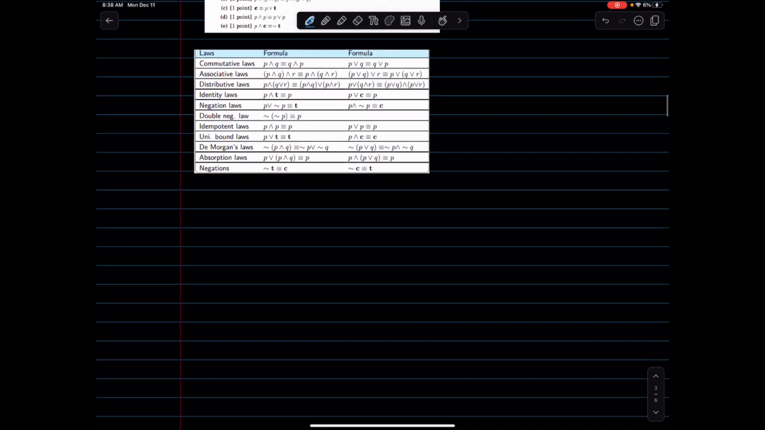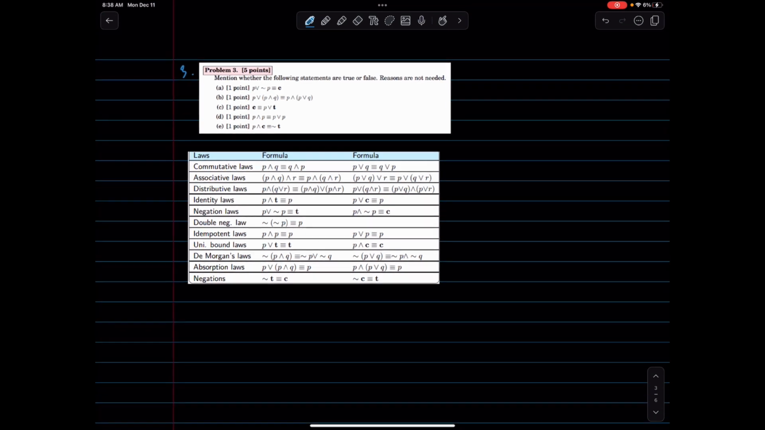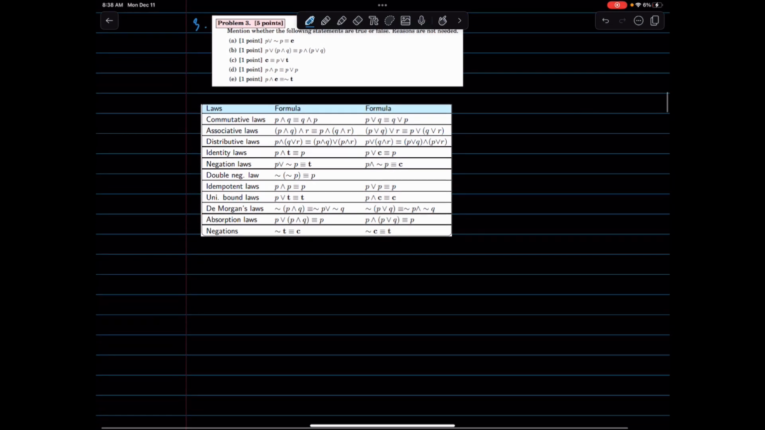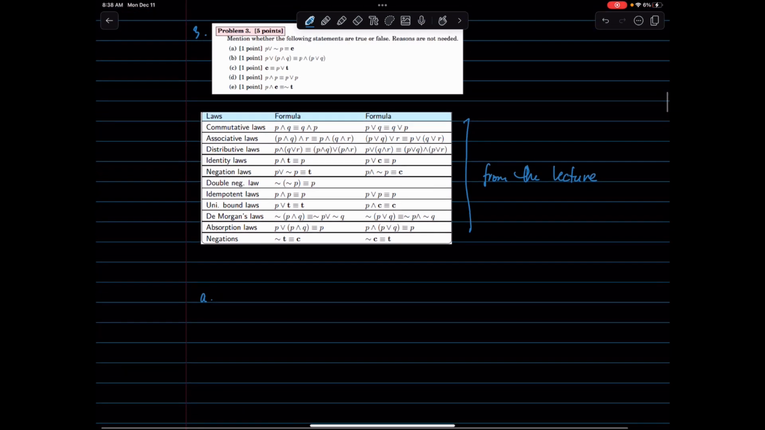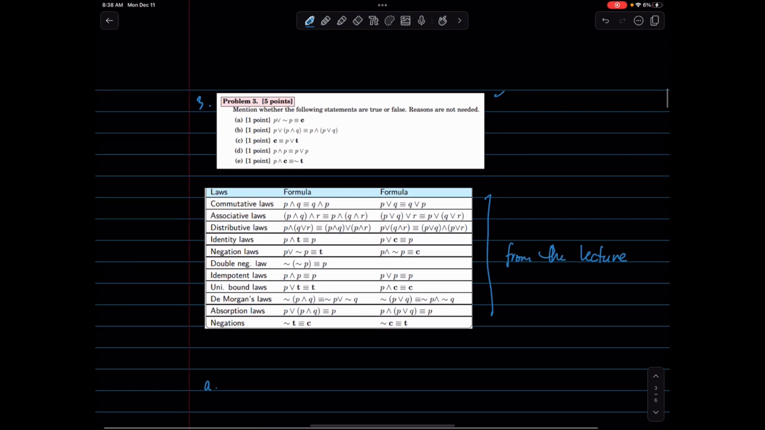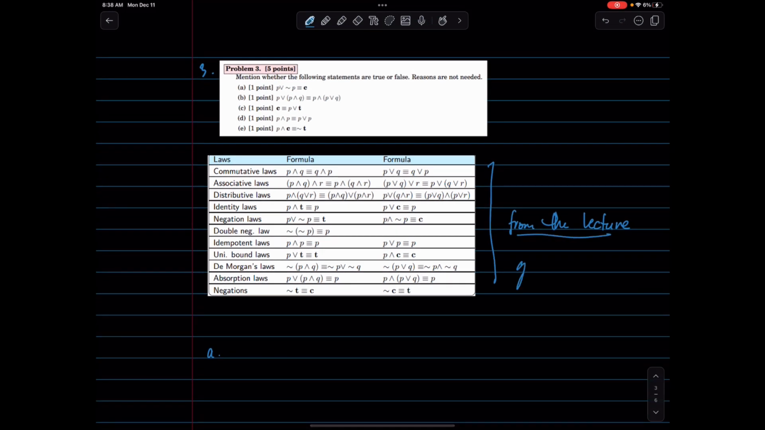Alright, so number 3. Mention whether the following statements are true or false, and you don't need to give a reason. Alright, so let's do this one by one. So A, and this is a table I'm using from the lecture slides. They basically give the answers to all of these questions, so this would be good to memorize.